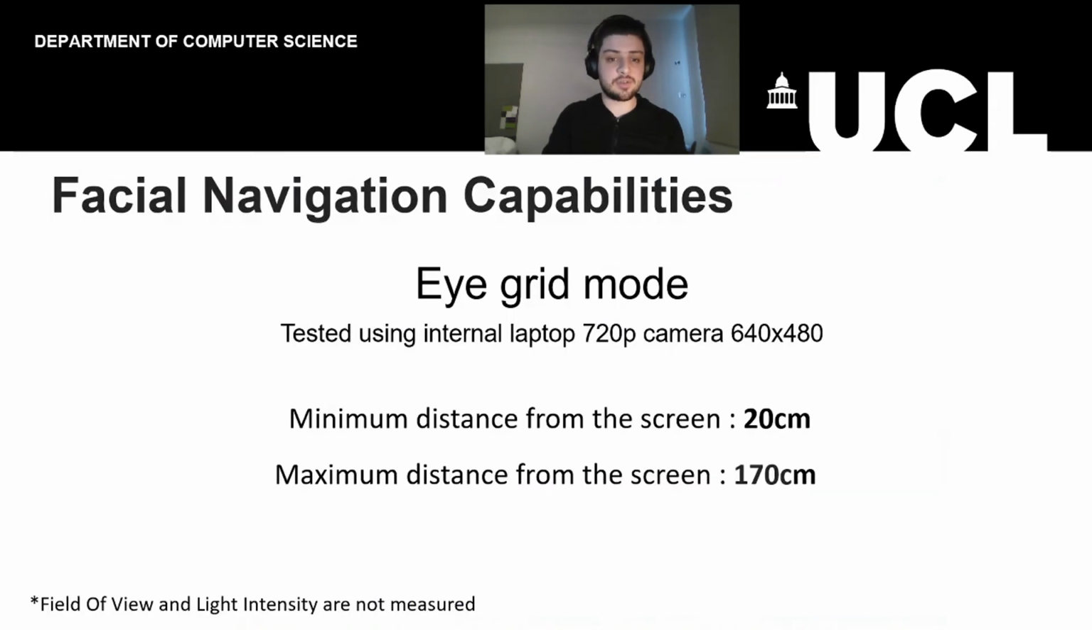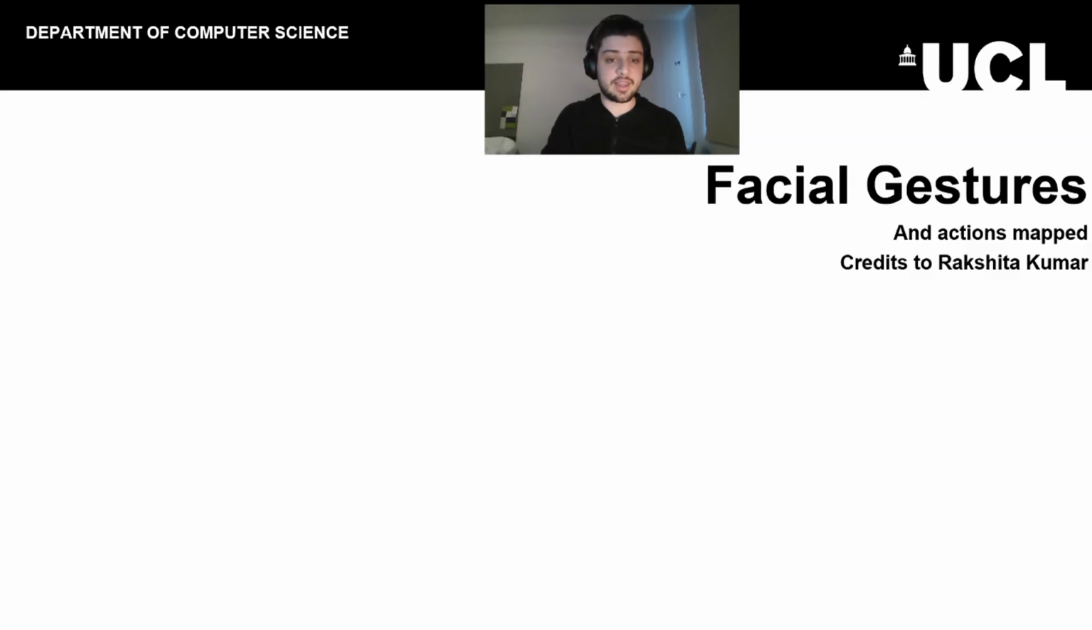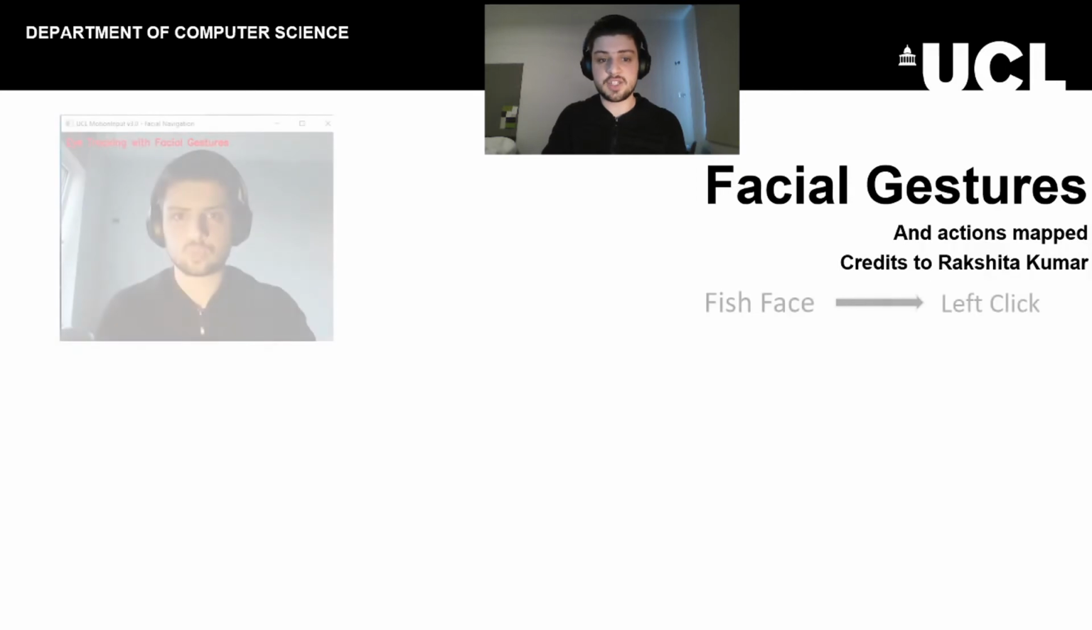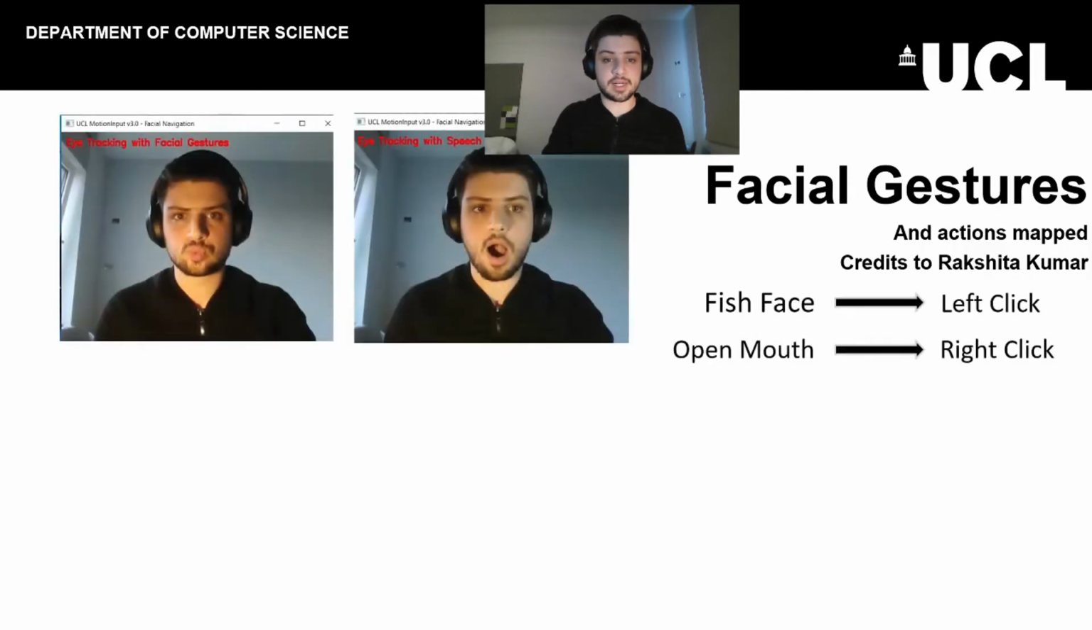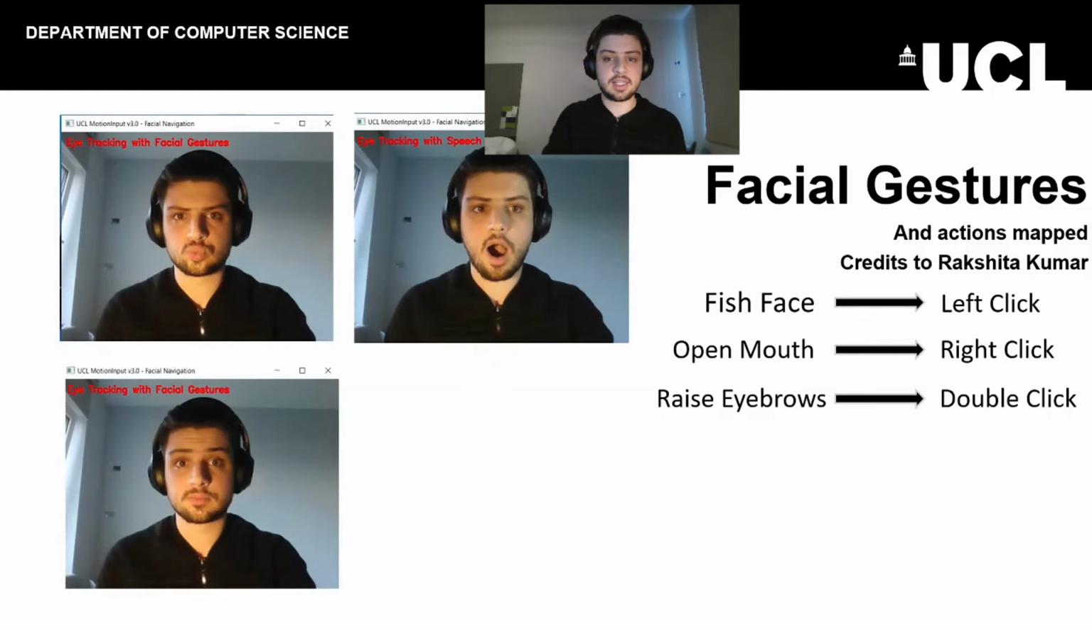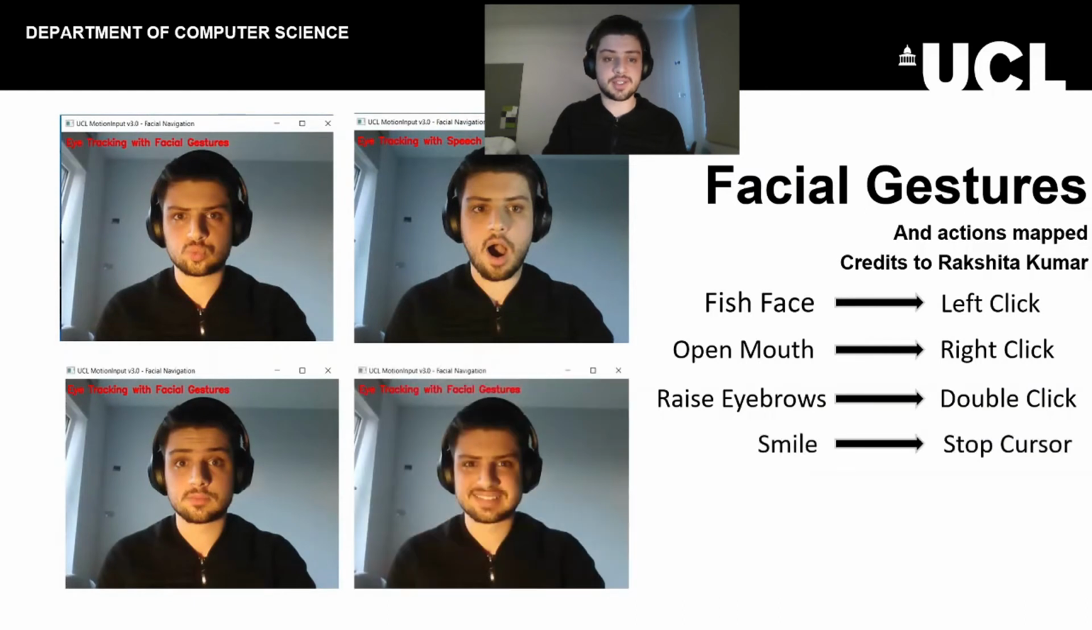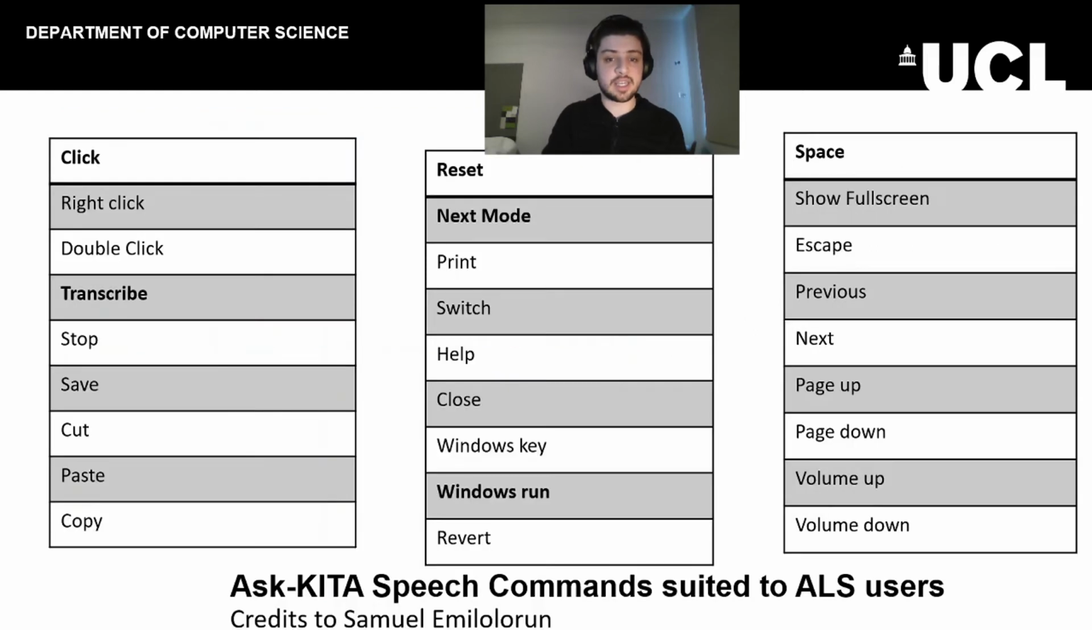The capabilities of eye grip mode are relatively high, as, after testing, we have determined that the user can move up to 1.7 meters away or 20 centimeters close to the camera while using the program efficiently. The available facial gestures we have implemented for the latest micro build are fish face for left click, open mouth for right click, raise eyebrows for double click, and smile to stop the movement of the cursor, independently of where the user is looking. The capabilities of facial navigation with Ask KITA speech commands are obviously extended.